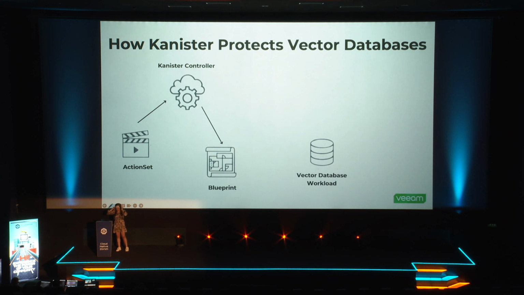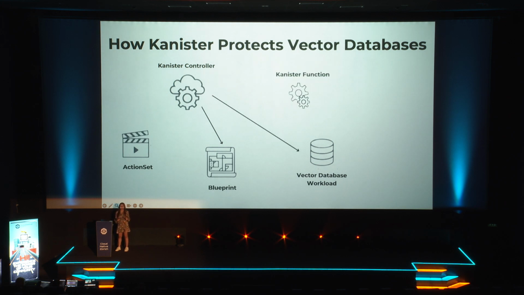Next, we create an ActionSet. This resource tells the controller what it needs to do. So it tells it to go back and look at the blueprint and execute a specific task. Usually it's defined as a KubeTask, and that task might be a script or a command that runs inside a pod or a container, and Kanister manages all the execution for us.